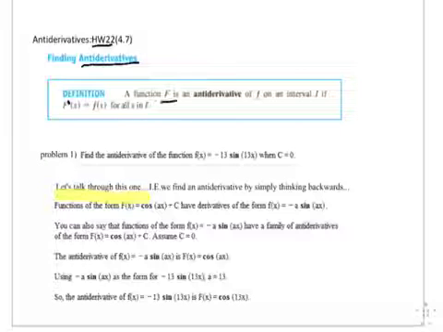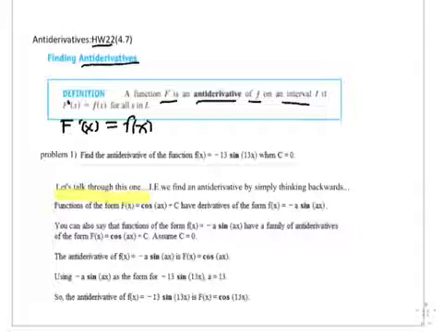A function capital F is an antiderivative of little f on an interval I if capital F prime of x is equal to little f of x for all x in I. What that really means is that the derivative of the antiderivative should send you back to the function. So that's like your mental check.